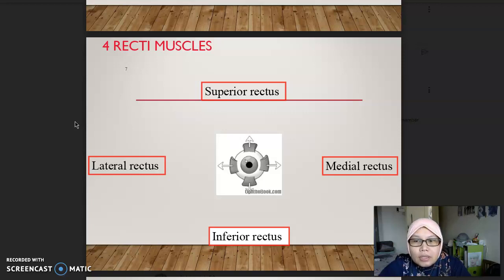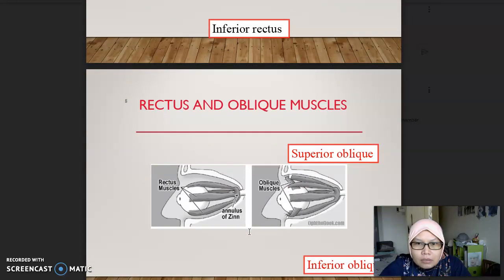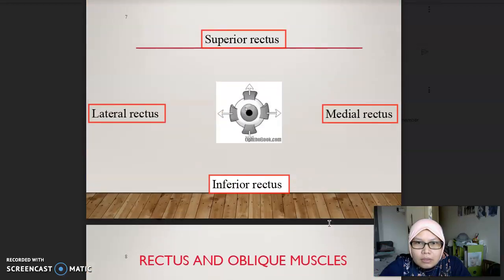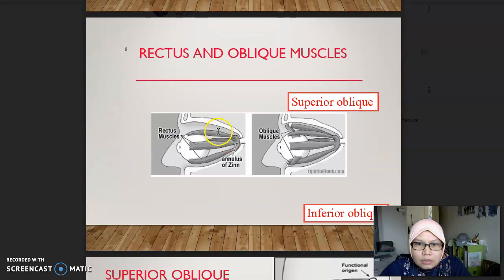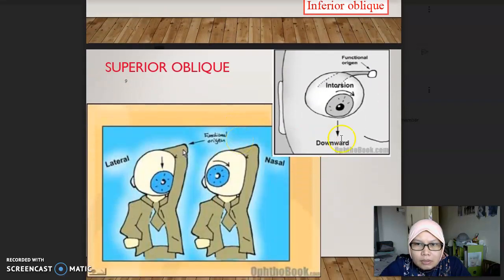As you all know, anatomically we have 4 recti muscles, which are the superior rectus, lateral rectus, medial rectus, and inferior rectus. Okay. And we also have the superior oblique and the inferior oblique. The rest are probably easy, going up, down, temporal and medial, but the oblique muscles are probably a little bit tricky.